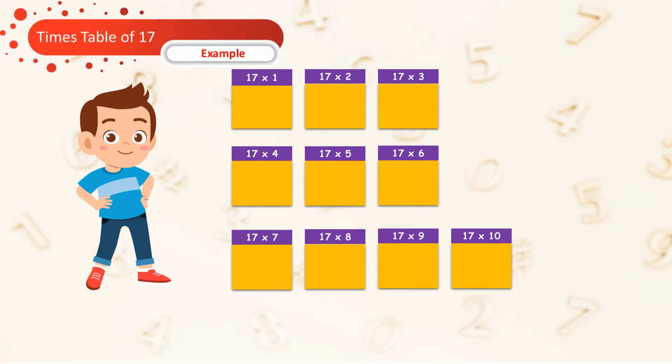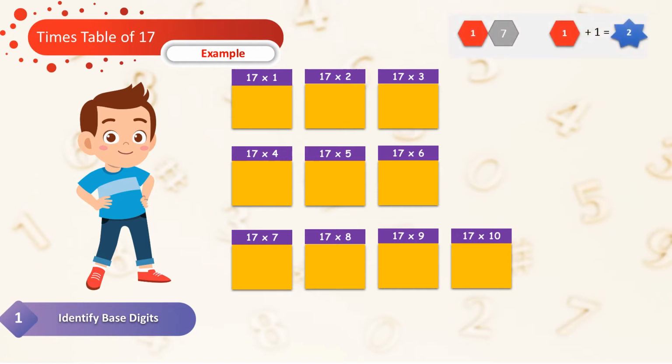Step 1 is to identify the base digits for this episode. Take the one which is the 10th digit in 17 and add 1 to it. You get 2. So, 1 and 2 are going to be our base digits. But you are not going to include 7. Step 1 is complete.